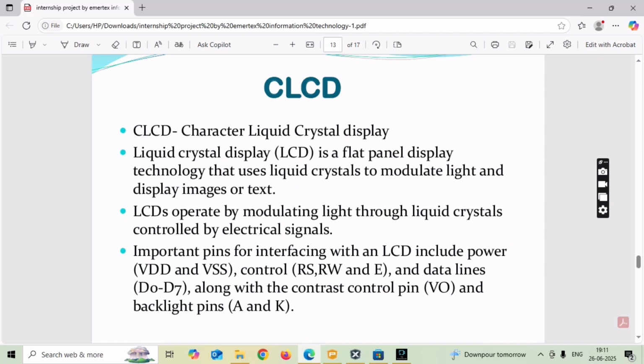Important pins for interfacing with an LCD, liquid crystal display, include power, which is VDD and VSS, control, which is RS, RW and E, and data line pins, D0 to D7, along with the contrast control pin V0, and backlight pins A and K.